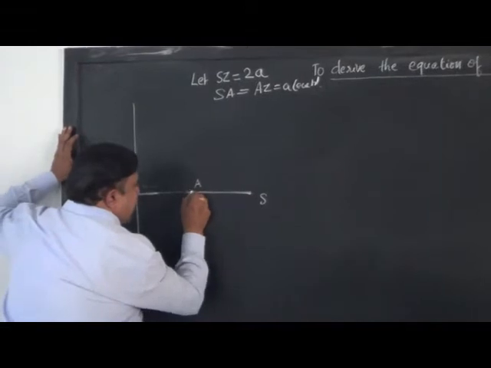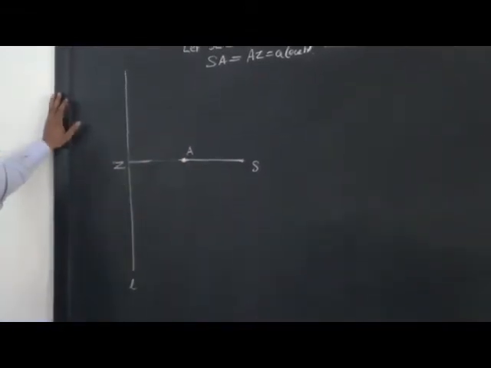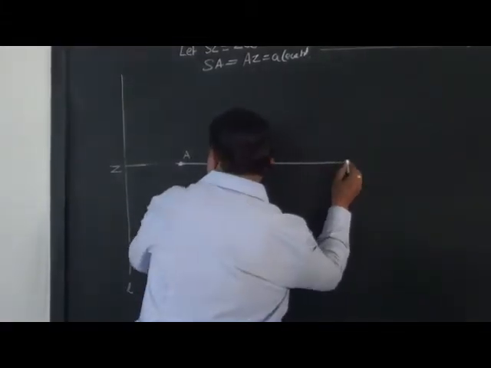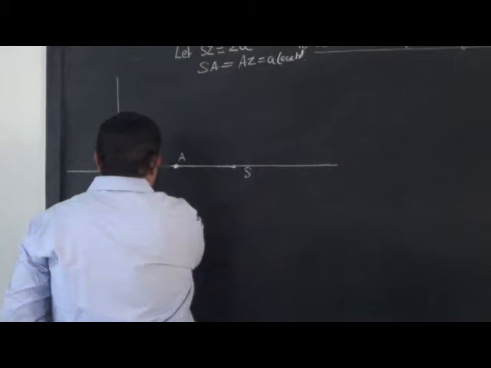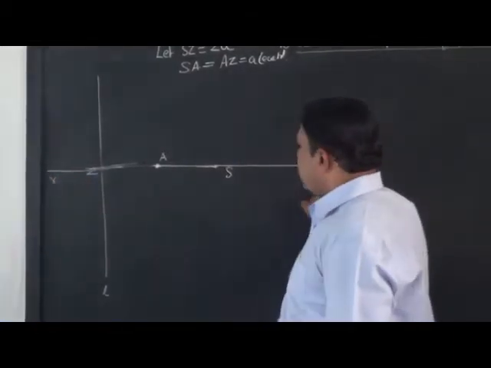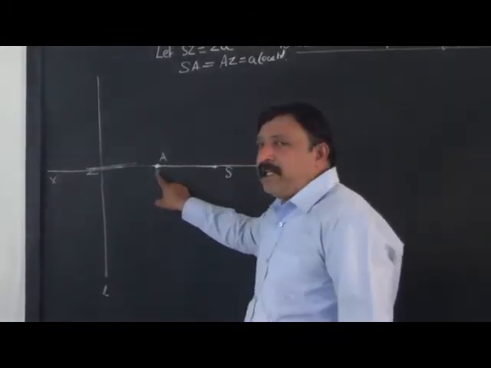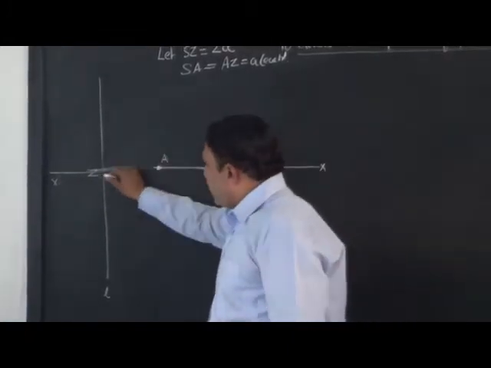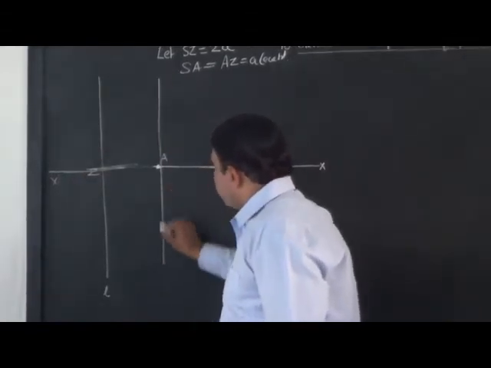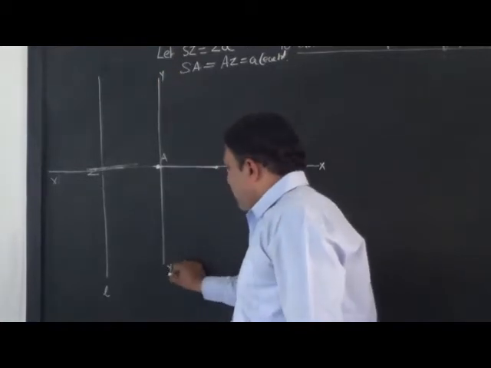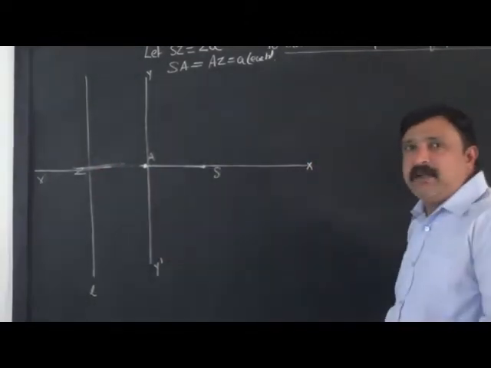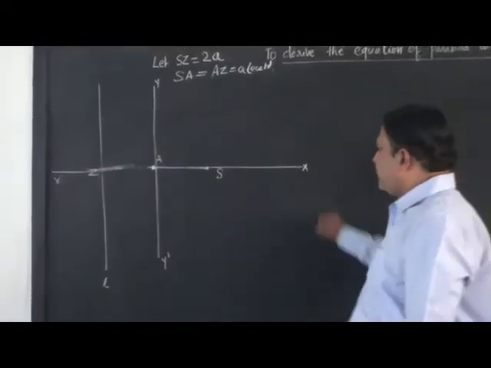Now, taking the point A as the origin, complete the coordinate system. You extend the line AZ on either side. So this becomes the x-axis. I am considering the point A as the origin. So a line perpendicular to xx dash and passing through A is the y-axis. In other words, the coordinate system is completed by taking the point A as the origin.